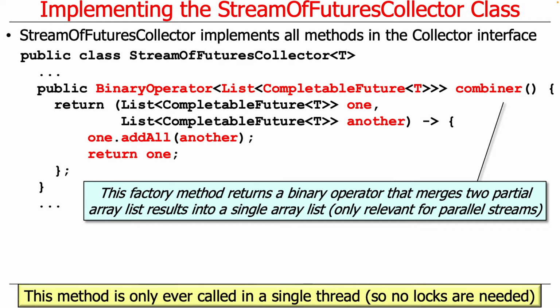And as you can see here, what we do as usual is we take one list of completable futures and another, and during the merge phase, we combine them together by adding one to the end of the other and returning one, which, by the way, will, to some extent, preserve the encounter order for sequential streams. This method, this combiner, is also only called in a single thread, so no locks are needed here either.